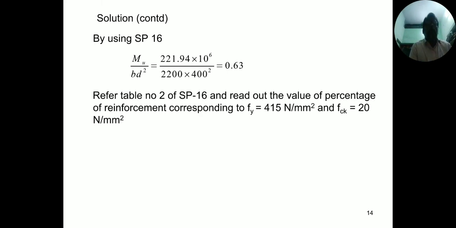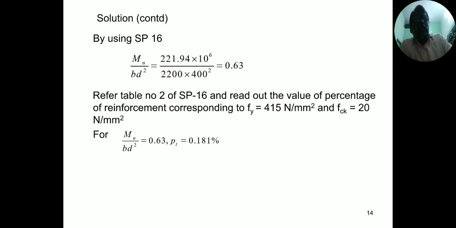MU by BD square is equal to 0.63. From the table, the percentage of reinforcement is equal to 0.181 percent.